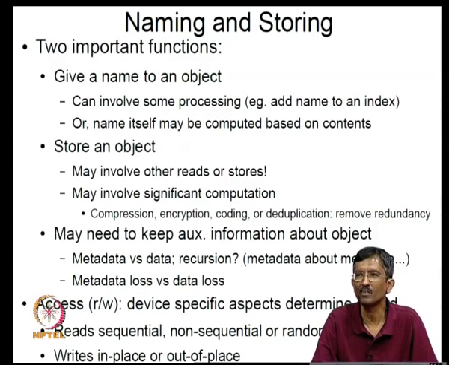So, hidden between this simple sounding thing called naming and storing lies the complete power of a Turing machine. It might come as a surprise to you. If you study lambda calculus, you will find it. So, that is the reason why the storage system not only does seemingly simple things like naming, storing, it also does a lot of computation. That is what we were talking about last time. It can involve significant computation. It is compression, encryption, coding, deduplication, etc.